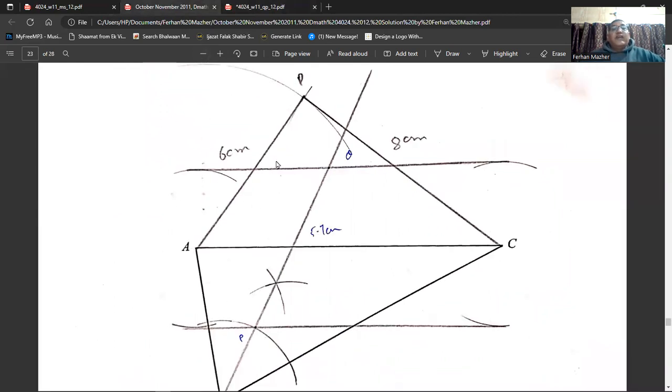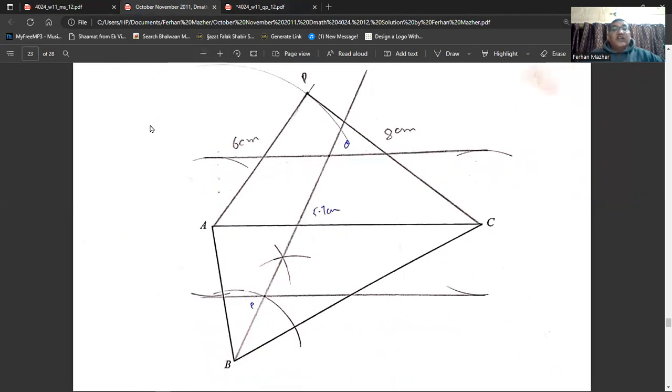You see, from A, I have drawn an arc here at 6 centimeter. From C, I have drawn an arc here. You can see here, this arc, which is 8 centimeters. So they intersected here. So this is the point D. So I joined it and I joined it. So this is how this is done.